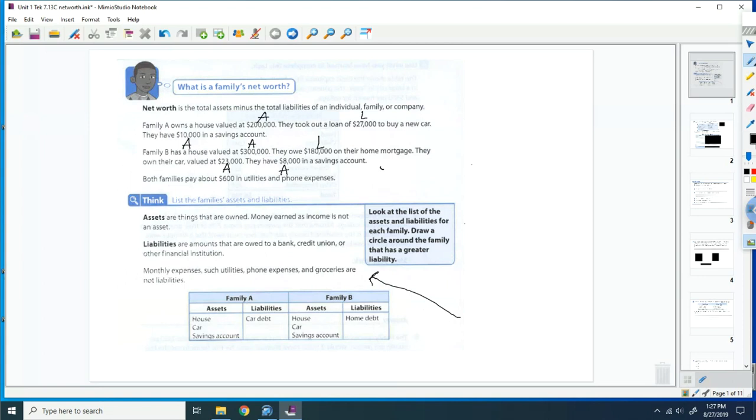So assets are things that are owned. Money earned as income is not an asset, so a salary is not an asset. Liabilities are amounts that are owed to a bank, credit union, or other financial institution. Okay, monthly expenses such as utilities, phone expenses, and groceries are not liabilities. Let's go on.